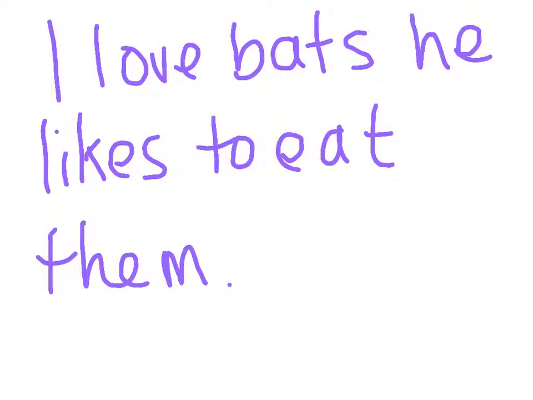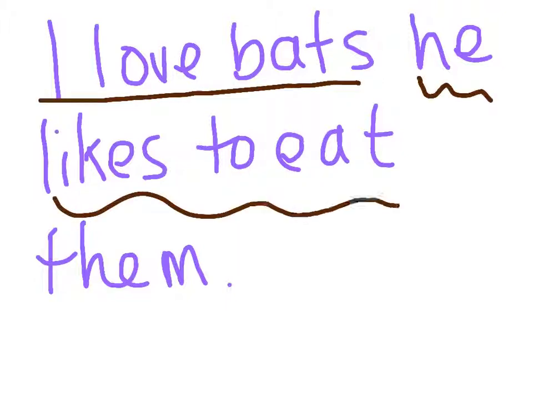Now, in order to fix a run-on sentence with a period, what you have to do is identify the different sentences within that one giant sentence. Well, I know that I love bats is a sentence, and I know that he likes to eat them is a sentence. So this shows me that these are 2 sentences that are combined incorrectly. So what I need to do is put a period between the 2 sentences.